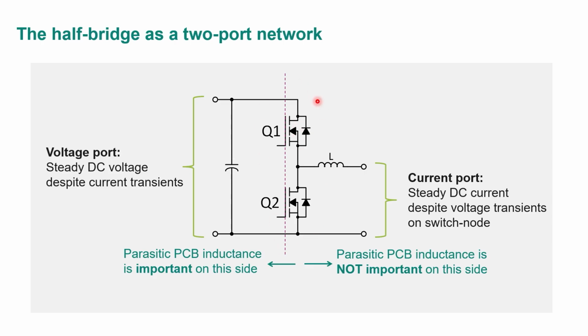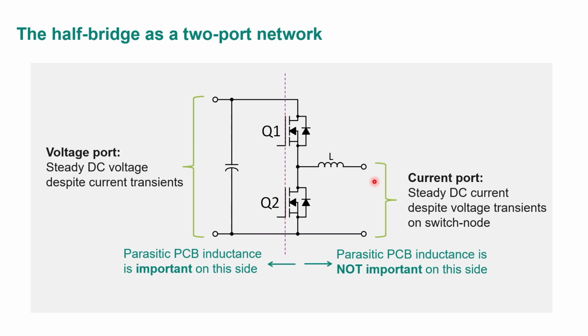Remember that the half bridge that we keep looking at is the fundamental building block. And if you think of it as a two-port network where one side is the voltage port, you want to maintain a stiff, regulated voltage there despite whatever current is coming and going.